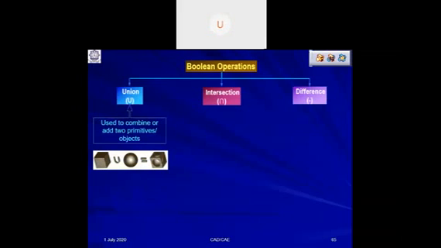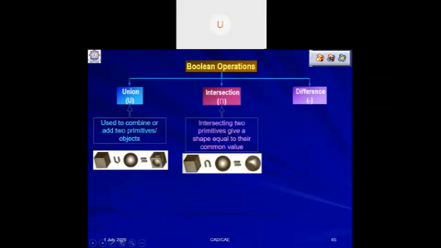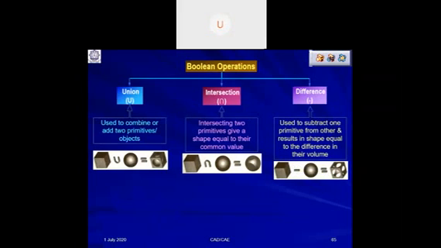The union combines the two primitives, like here your cuboid and the sphere have been combined, and you will get this shape. On the right-hand side, after the equal sign, the shape is shown. Intersection of the two primitives gives you the shape equal to their common volume. You see these two, the intersection will be like this one. Difference subtracts one primitive from the other and results in a shape equal to the difference in their volume. So this is your difference. That means one has to be subtracted. That means the sphere has been subtracted from that cuboid.